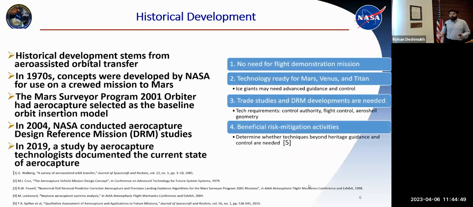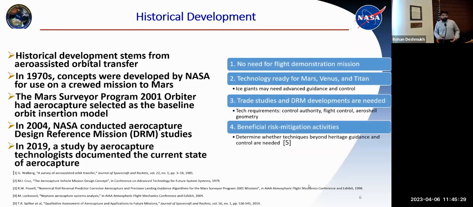One of them was that they concluded there wasn't necessarily a need for a flight demonstration mission, but they acknowledged it would be beneficial to do one in order to prove Aerocapture at the subsystem level. They did conclude that the technology we have for Aerocapture is ready for Mars, Venus, and Titan missions. However, for the Ice Giants mission, there might be a need for advanced guidance and control. They wrote that, I didn't. So that motivated using advanced guidance and control methods to relook at those design reference missions, which are these DRMs here.